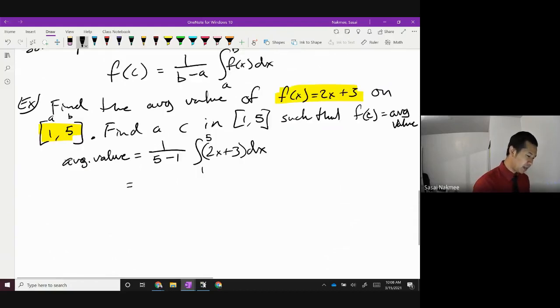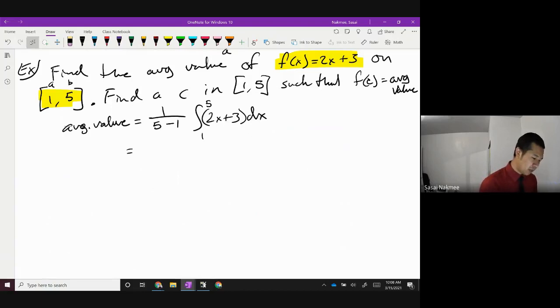So let's do this real quick here. I have that written down, so I don't need that anymore. So we're going to go ahead. 1 over 5 minus 1 is going to give me 1 over 4. The integral is asking me to do the antiderivative of what's inside there. Remember, the antiderivative of 2x is x squared, because if I take the derivative of x squared, I end up back at 2x. Plus the antiderivative of 3, that's just going to be 3x, because if I take the derivative of 3x, I just end up back at 3. This is, of course, being evaluated from 1 to 5.